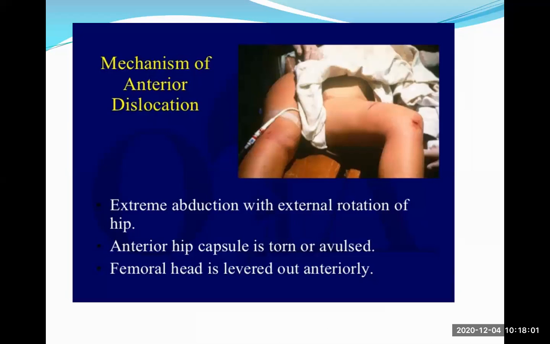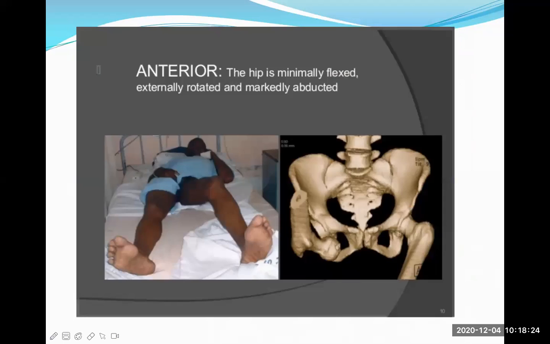Now, regarding the mechanism of anterior dislocation, we just now talked about it. There should be serious type of injury in the abduction position of the hip. Anterior hip capsule is torn or avulsed from the attached area, and femoral head is levered out anteriorly. This is the anterior dislocation. Now, how it looks, okay, what is the position? This is important point. The hip is minimally flexed, externally rotated, and markedly abducted.